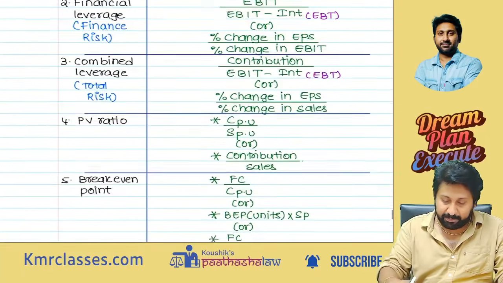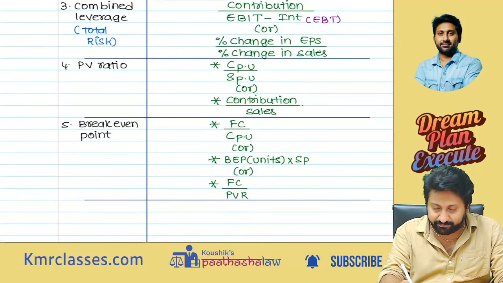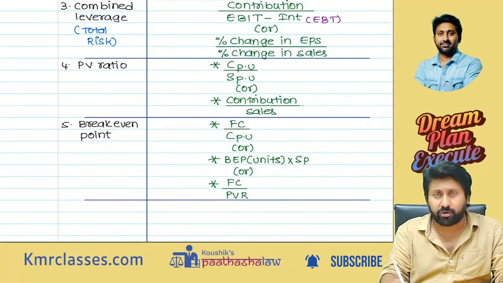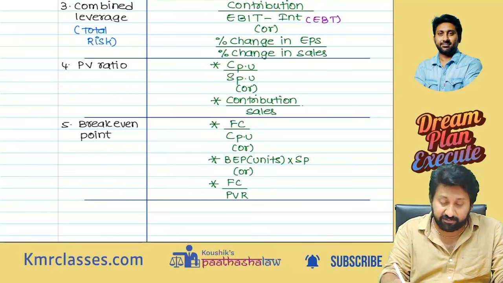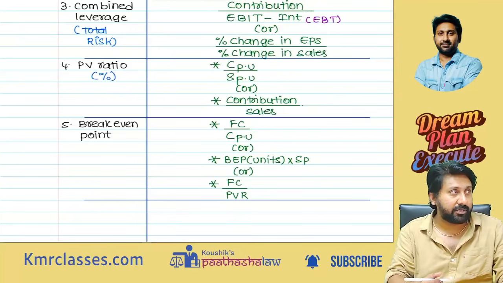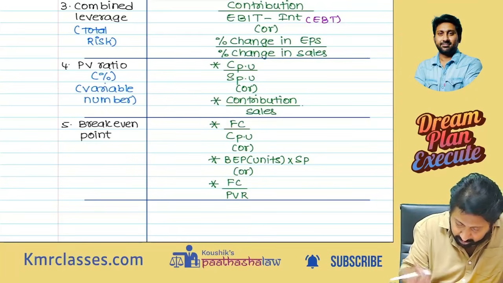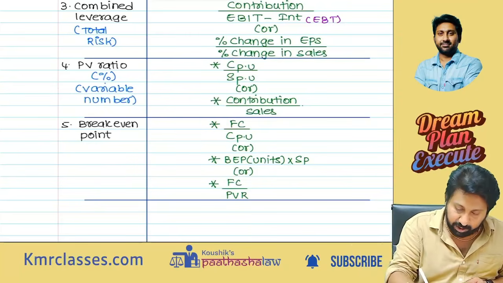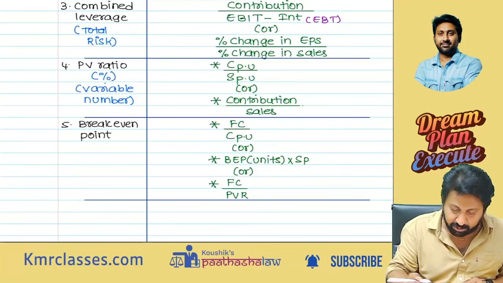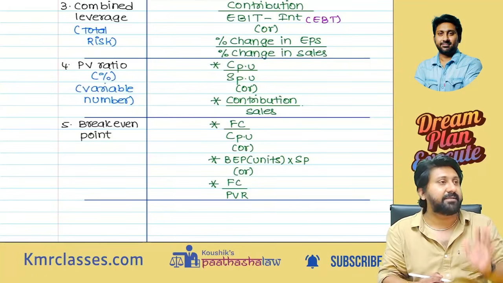Okay. Next, PV ratio. Contribution per unit by sales per unit, or total contribution by total sales. It will give you the answer in terms of percentage. PV ratio is always a variable number. What do you mean by variable number? It will change according to the number of units. Sales change by 10%, contribution also will change by 10% only.